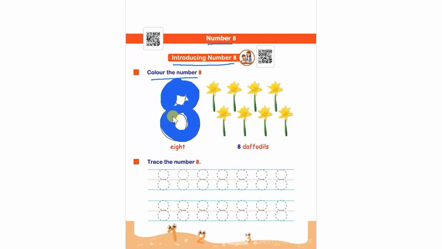and then please let them read the word 8 over here, and please bring this to their notice that there are 8 daffodils given over here, that is the flowers. After that, over here trace the number 8. So here the child has to trace the given number 8 and complete doing the same for the first 2 rows.